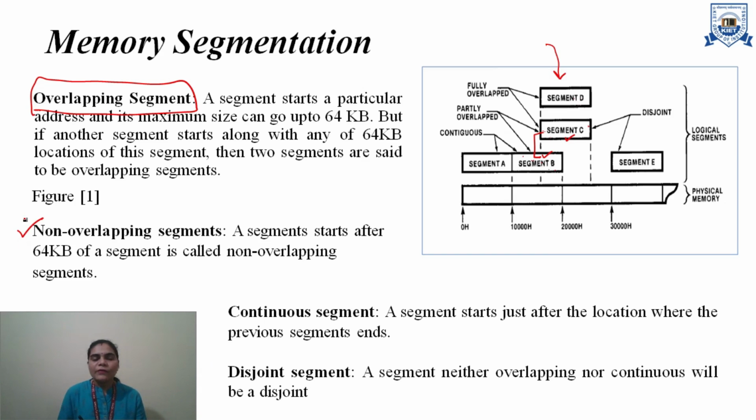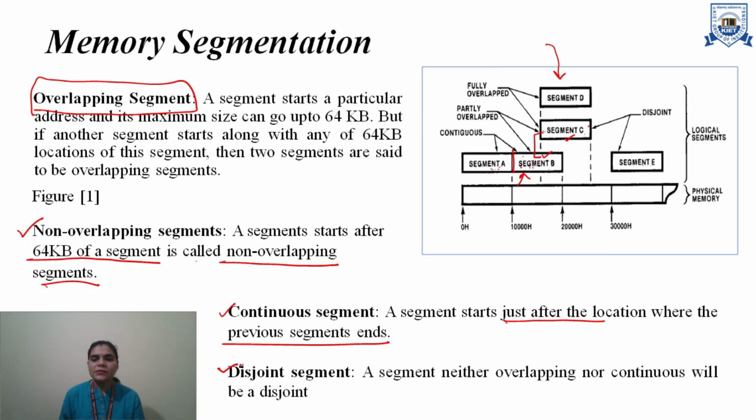Another type is non-overlapping segments. If the segments do not overlap, it means the segment starts after the 64 KB of the previous segment. In this example, A and B are non-overlapping, C and E are non-overlapping, and D and E are non-overlapping. Next, continuous segments: a segment starts just after the location where the previous segment ends. Here, segment B started as soon as segment A ends, so segments A and B are continuous segments.